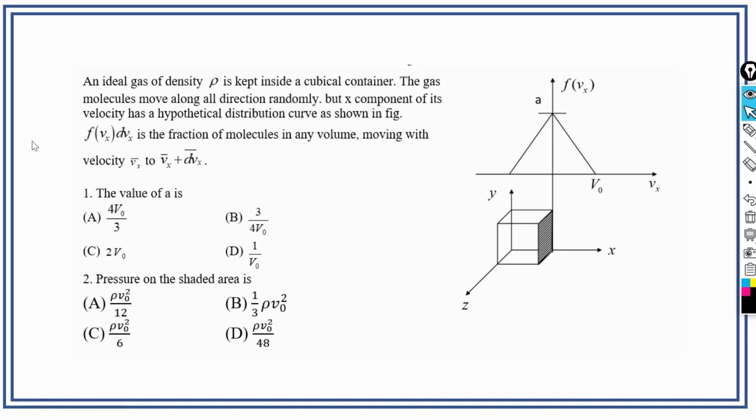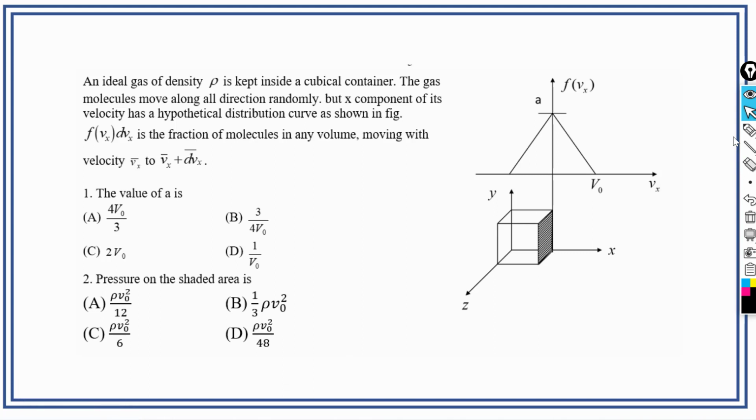So what is the question? The first question is, from this graph, you have to calculate what is the value of A. And the second question, what is the pressure on this shaded area? So guys, you can give it a proper try for a few minutes. It may take some time to solve this question, and then come back to see the solution.